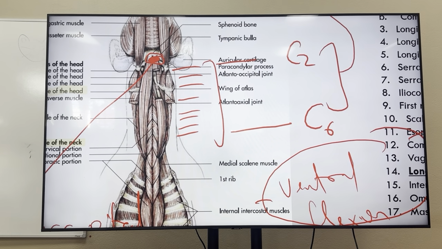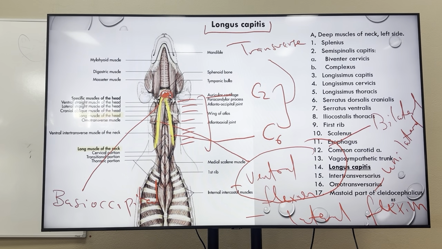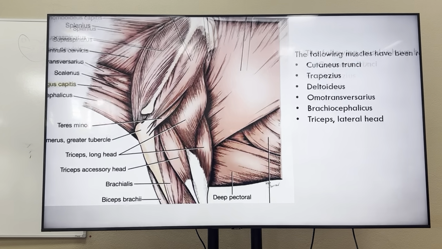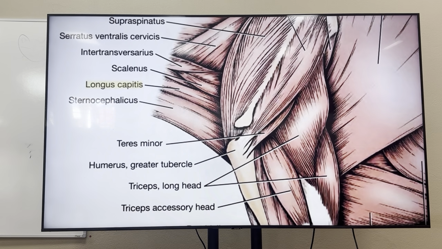So here we have muscle here and here. When you have both of them contracting, then you have ventral flexion, and lateral flexion is when you have one of the muscle bellies contracting. So this is the longus capitis.